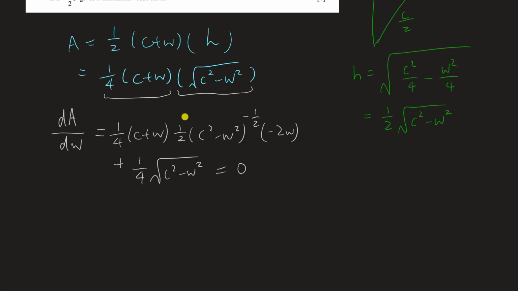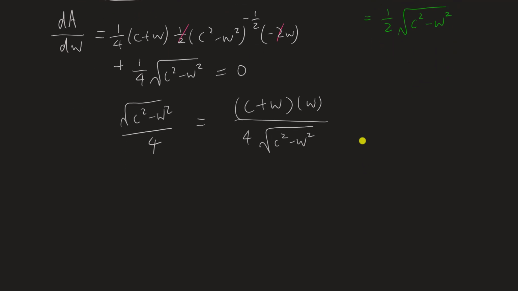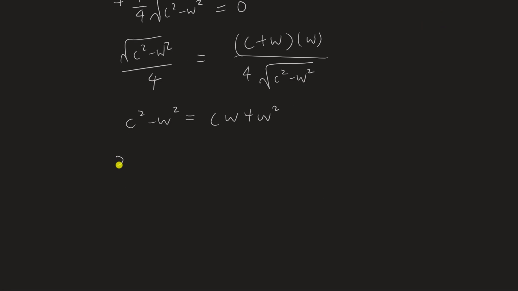Before simplifying, let me just do some housekeeping. This is cancelled with this, and I'm going to bring the negative over to the right hand side to give me this, c plus w times w over 4 square root of c square minus w square. This side I'll have this. Cross multiply both sides by 4, I will get this, c square minus w square equals cw plus w square. Bring this over, I'll get 2w square plus cw minus c square equals 0.